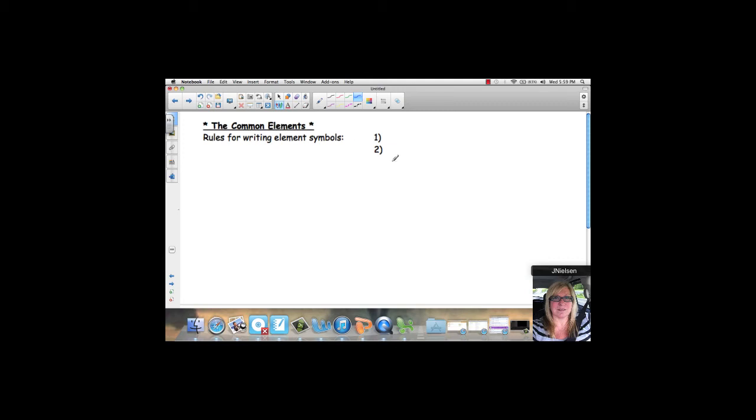Rules for writing element symbols. Very simple. The first letter is always capitalized. And then the second rule is if there is a second letter, it's lowercase.